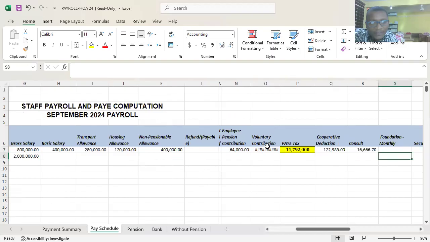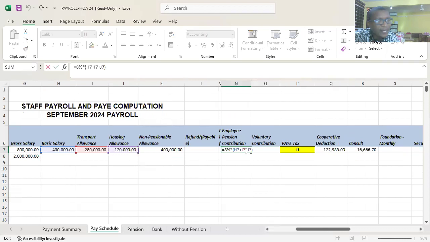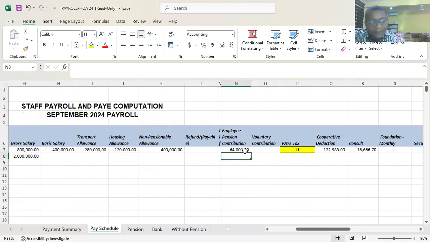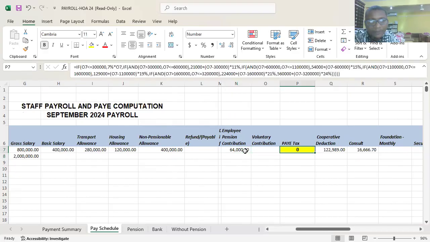Our voluntary, let's assume there's no voluntary contribution here. Voluntary contribution is not available. Our pension would be addition of basic, transport, and what? And housing, multiplied by 8%. So our pension is 64,000. Then we want to do our tax. There's a formula on this already for tax. So once you put that on it, it will calculate all your tax for you straight away.